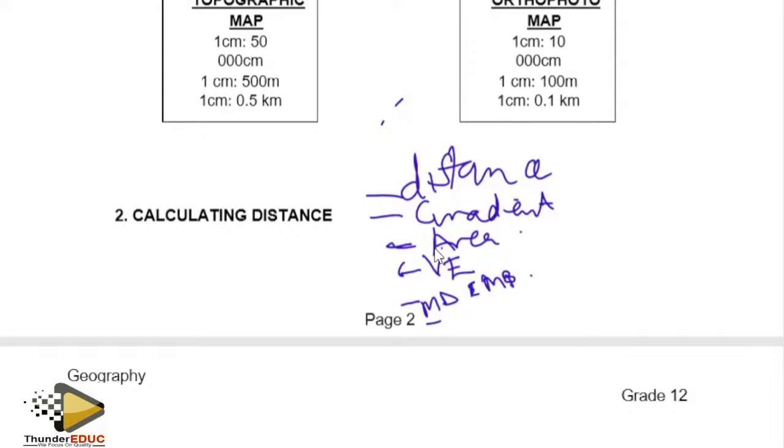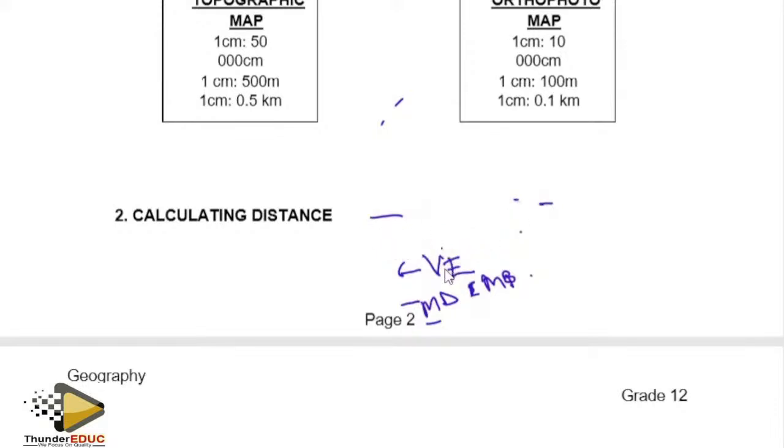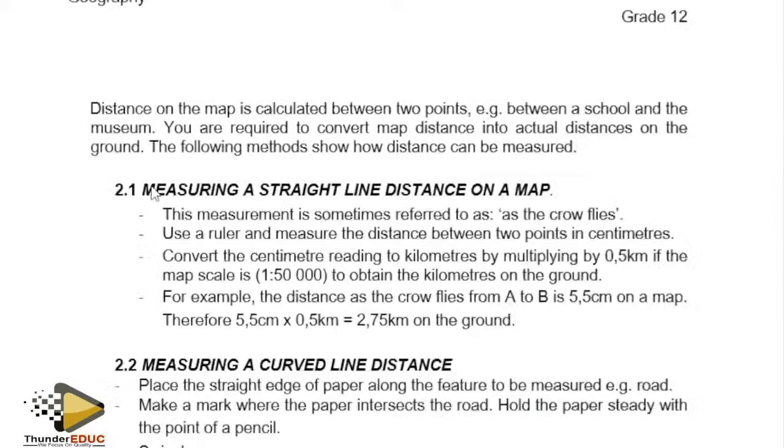If you look at all these aspects and you put them in your head, then there's no calculation you will find that will give you trouble. Maybe we shall add others as we proceed, but I want you to understand that these aspects are very important. So in case you're going to write your paper, please make sure that you don't go to a paper without putting all these aspects in your head before you write. Gradient, area, vertical exaggeration, magnetic declination, magnetic bearing, true bearing, all those aspects need to be put in your head before you go to write your examination or any form of assessment.